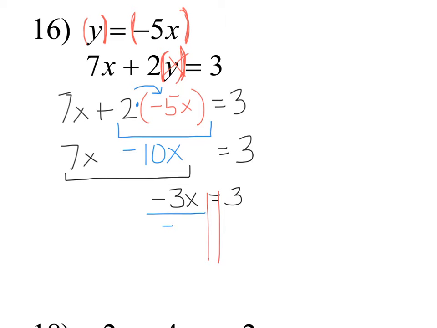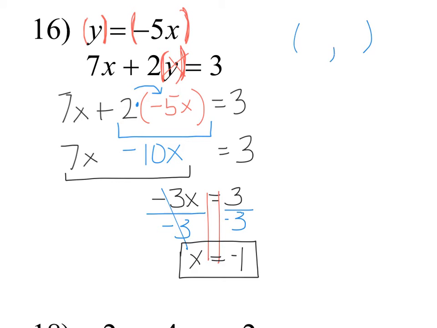Divide each side by negative 3 so that I can isolate x. And x equals positive 3 divided by negative 3, which is negative 1. So I'm halfway done with my final answer. My final answer has to be a coordinate pair with an x and a y. I just found out my x is negative 1.